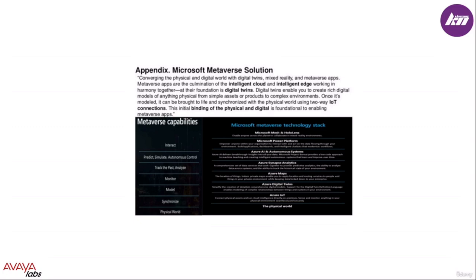In other words, if you're making money in your physical world with your knowledge and your career, what if you duplicate that knowledge and have two worlds producing things for your life? Metaverse apps are the culmination of the intelligent cloud and the intelligent edge working in harmony together. At their foundation are digital twins. Digital twins enable you to create rich digital models of anything physical, from simple assets or products to complex environments. Once modeled, it can be brought to life and synchronized with the physical world using a two-way IoT device internet connection. This binds the physical and digital foundation to enable Metaverse apps.